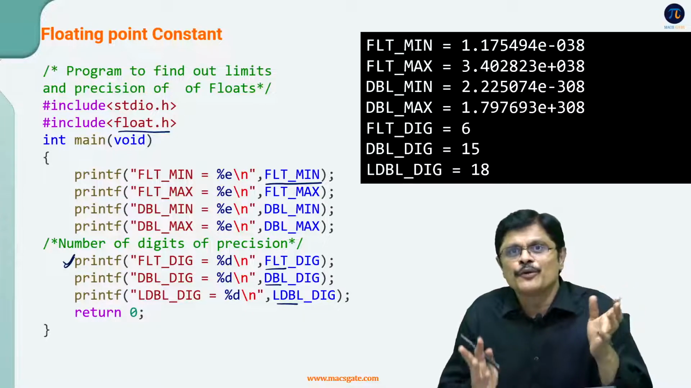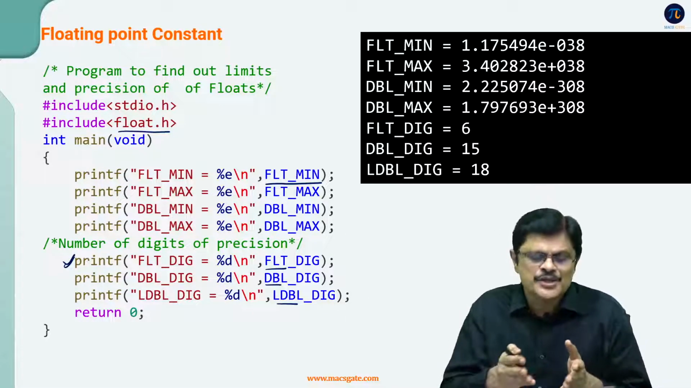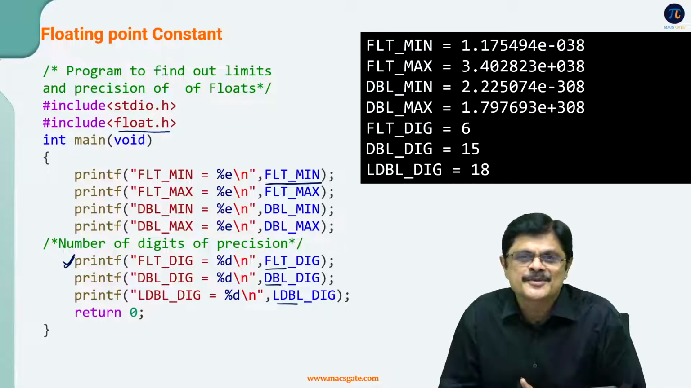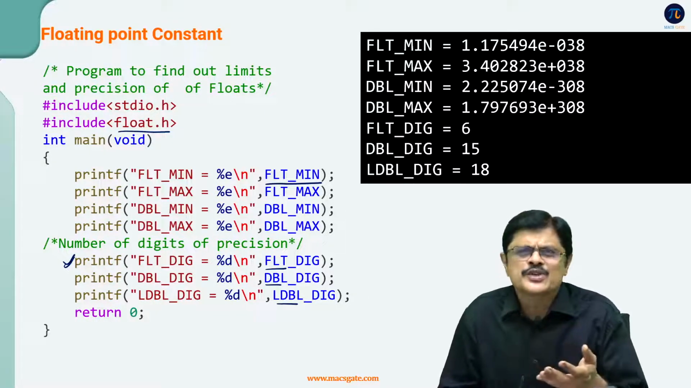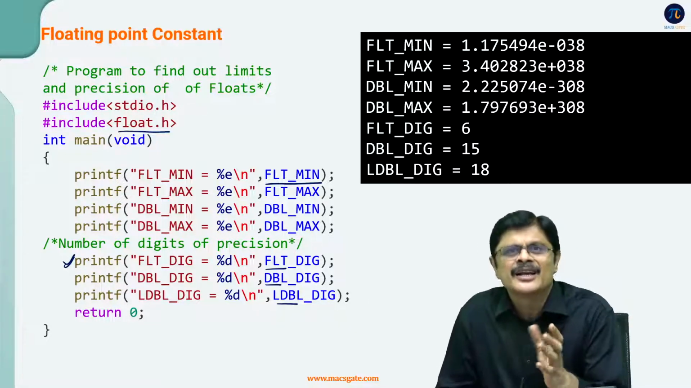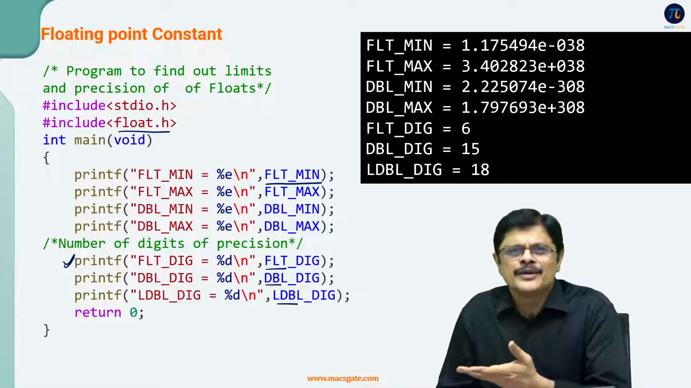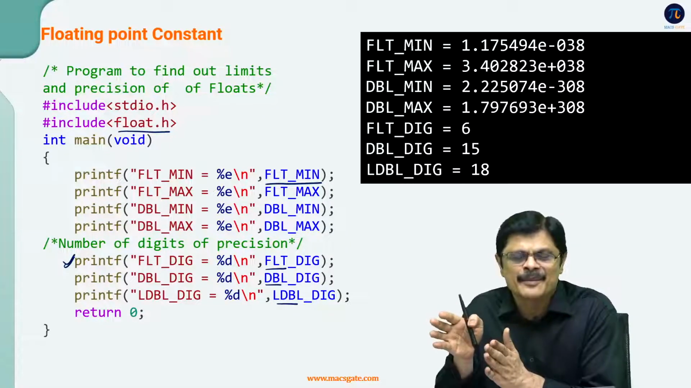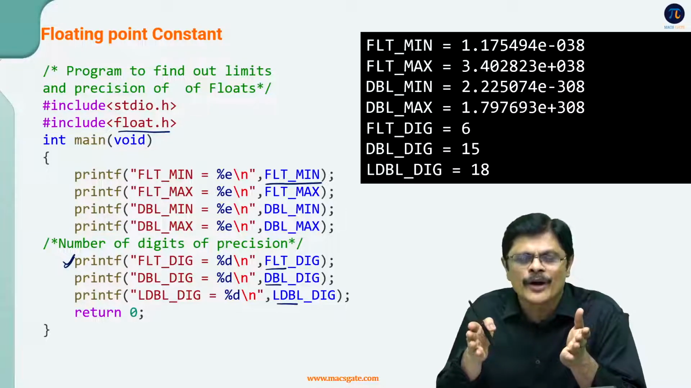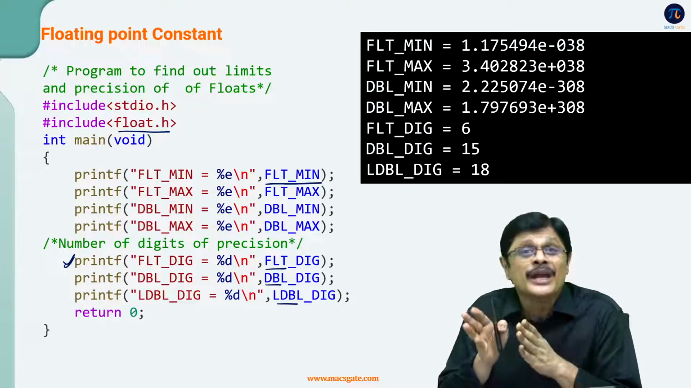Do not worry if you are not able to get it, just use float.h in your file. Try to check on your machine how many digits precision you have. Roughly around 6 to 7 digits, floating point will give you a correct answer. More than that, you cannot get the exact answer, my dear friends. Up to 7 digits, you can get the exact answer. More than that, floating point numbers may not give you the exact answer.